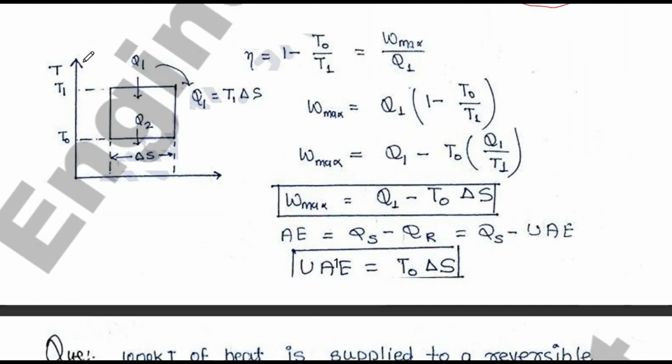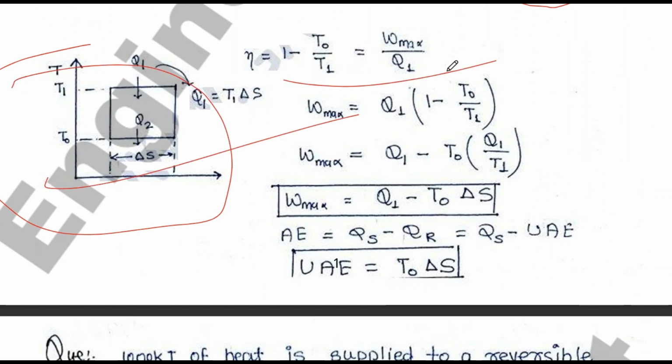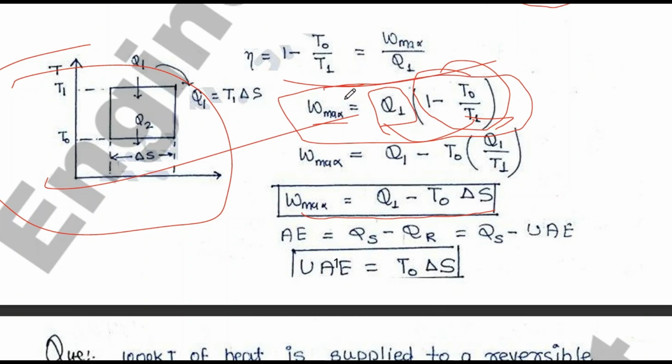So this is the TS diagram for this particular cycle. So this is efficiency and W max is this. So W max equals Q1, that is the input heat, times the efficiency of the cycle. So this into this gives you the maximum work. And why I'm saying this is maximum, because this is for reversible, because we are using temperature terms here. Okay, so W max is this, and you can rearrange it like this.